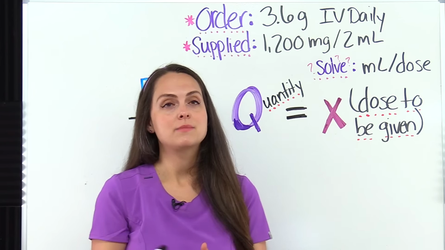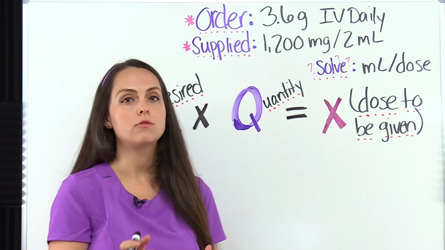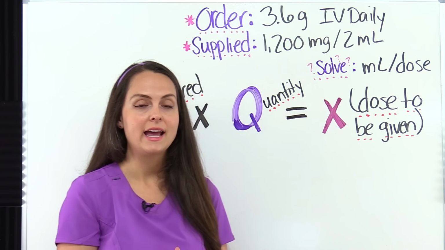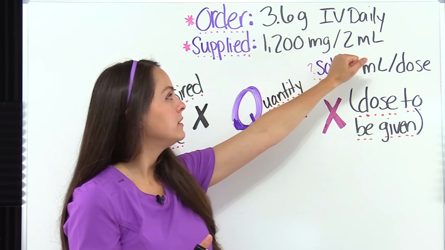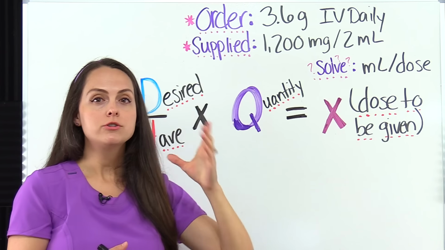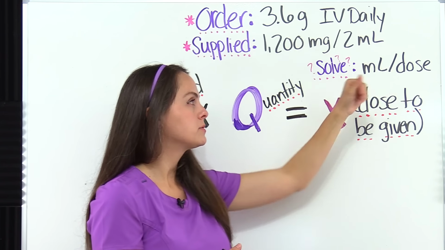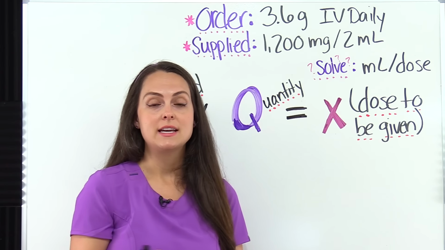Now let's look at our next problem. This problem says that the physician orders 3.6 grams IV daily, and we're supplied with a vial that says for every 2 milliliters that we draw up, there's going to be 1,200 milligrams in it. And we're trying to solve for how many milliliters per dose we are going to draw up in this syringe to inject in the patient.